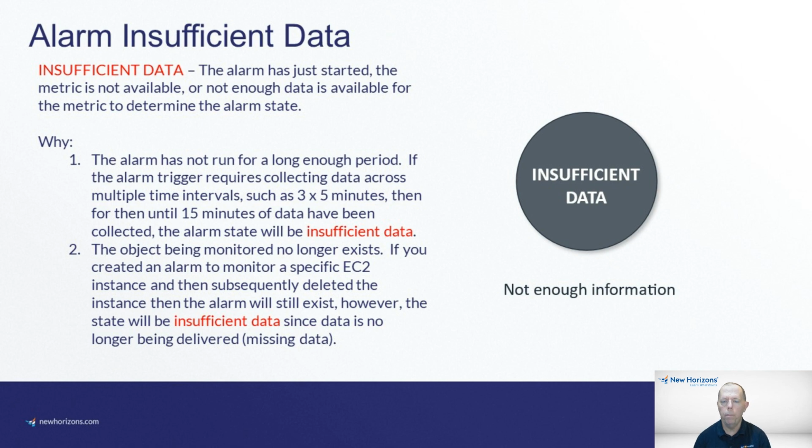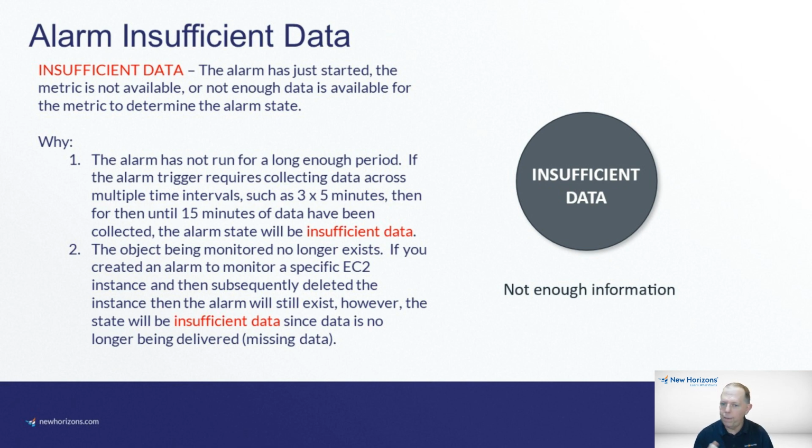Reason number one, maybe the alarm hasn't actually been collecting data for long enough. As an example, maybe my alarm is going to take measurements across a 5-minute time interval. And in order for the alarm to get triggered or go off, my threshold needs to be exceeded for 3 consecutive 5-minute intervals. Well, that means when I create the alarm, until it's actually collected data for 3 5-minute intervals, it doesn't have enough data to evaluate whether the alarm has gone off, so it's going to say insufficient data. It just doesn't have enough data yet, and that makes perfectly good sense.